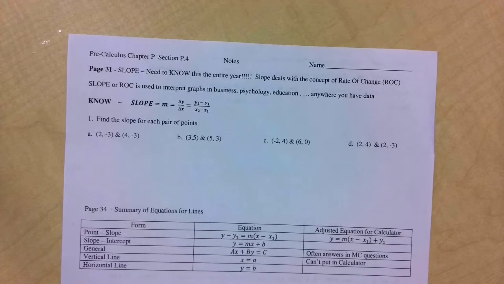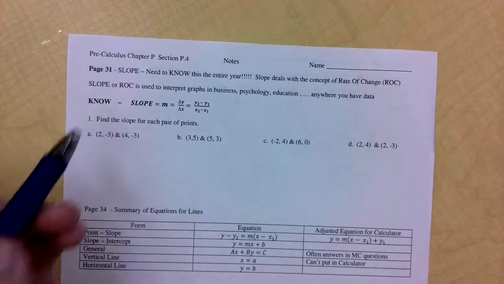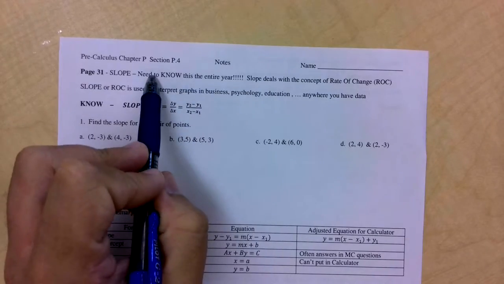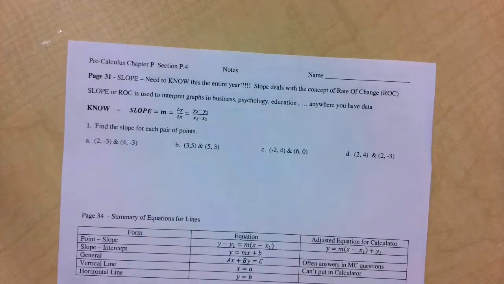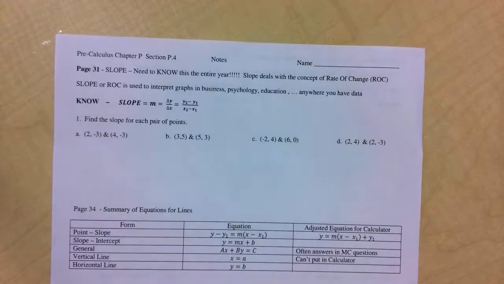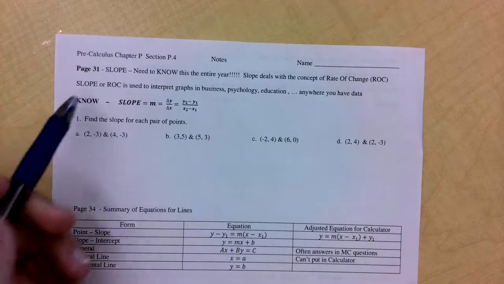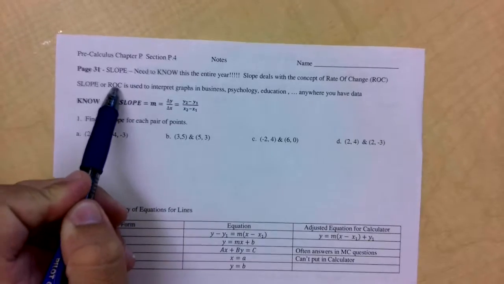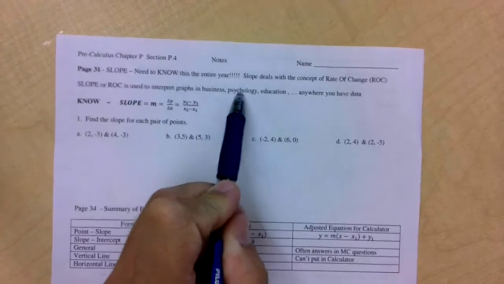In P4, we're going to really focus on lines. One of the things that you really need to know about lines is slope. As you can see, Brinks made an emphasis of needing to know it for the entire year. Slope is huge. It's something we're going to kind of relate it to. And then slope, or ROC, or rate of change, is just a thing that has a lot of application.